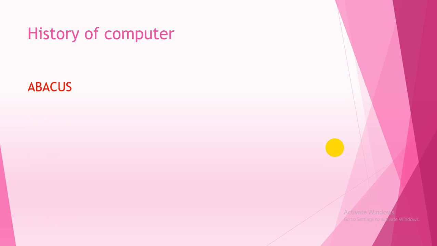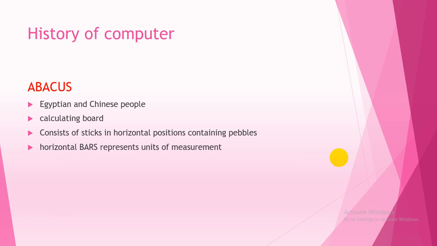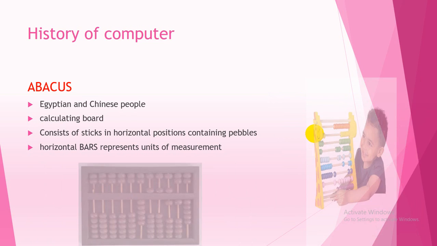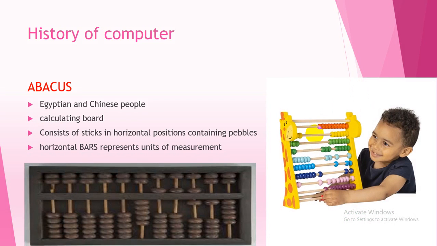First of all, abacus was the oldest one in the history of computer. It took over generations for early men to build mechanical devices for counting large numbers. It was the first calculating device for counting large numbers, and it was developed by Egyptian and Chinese people. The word abacus means calculating board.